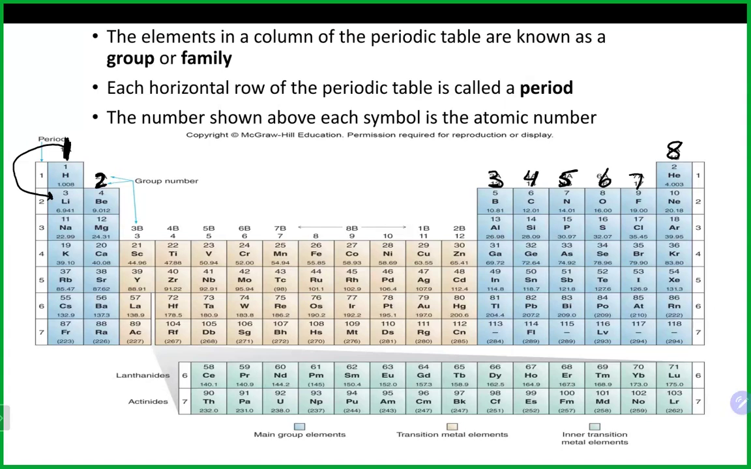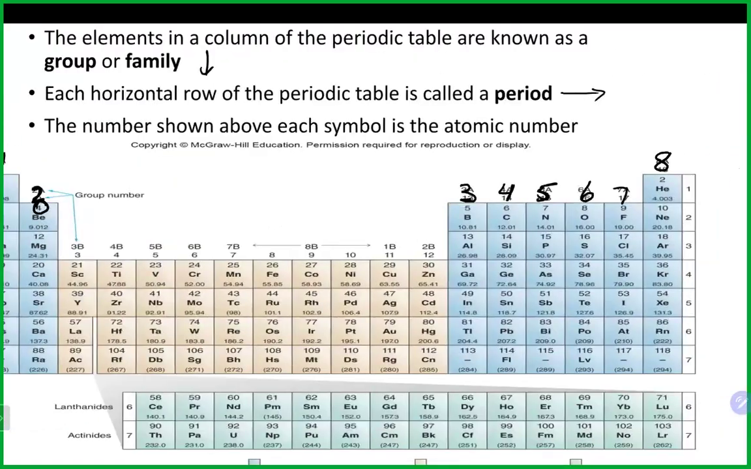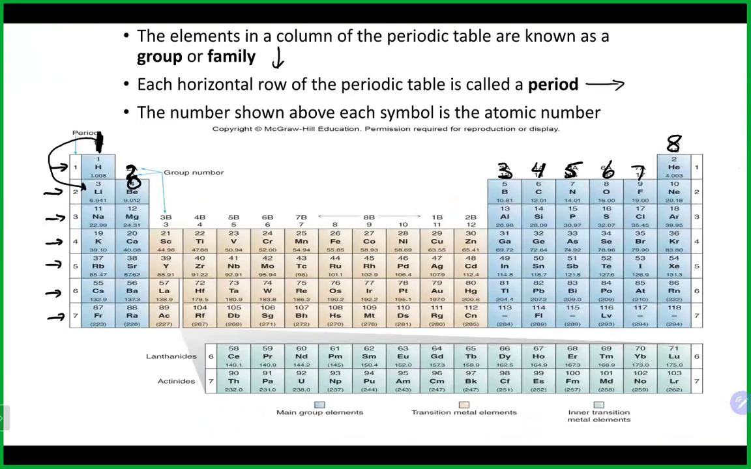So again, going up and down is a group. Going left to right is a period on the periodic table. And there are 7 periods on the periodic table going in this direction: 1, 2, 3, 4, 5, 6, and 7. As we also talked about, the number on top of the symbol is our atomic number, which is our number of protons like we talked about earlier. So groups going up and down, periods going left to right. And as we just also talked about, the number on the bottom there is the atomic mass, not the mass number, right?